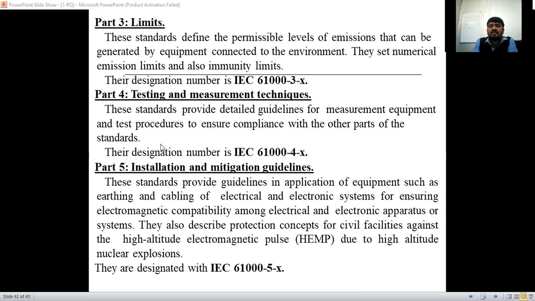So this designation number is IEC 61000-4-X. Here 4 is the fourth part, the testing and measurement techniques that we are going to consider. So this is how we can do the testings.